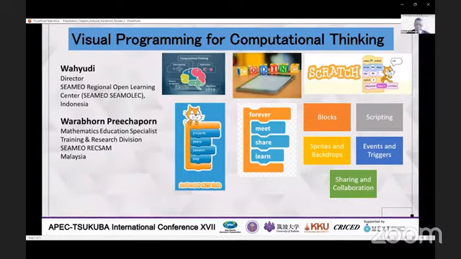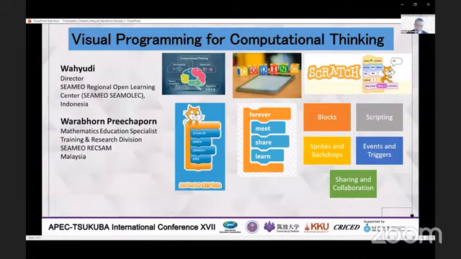Sprites are like characters or objects, and the backdrop is like the background. So users can customize elements by drawing their own or importing images and sounds and so on. And events and triggers represent things like keyboard inputs, mouse clicks, or timers. So we as users can define what happens when these events occur by stacking blocks together.